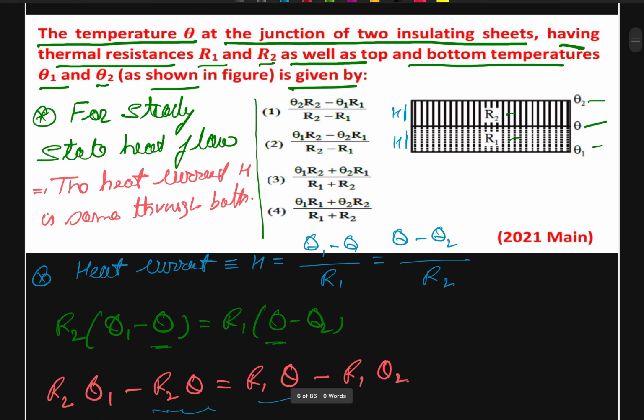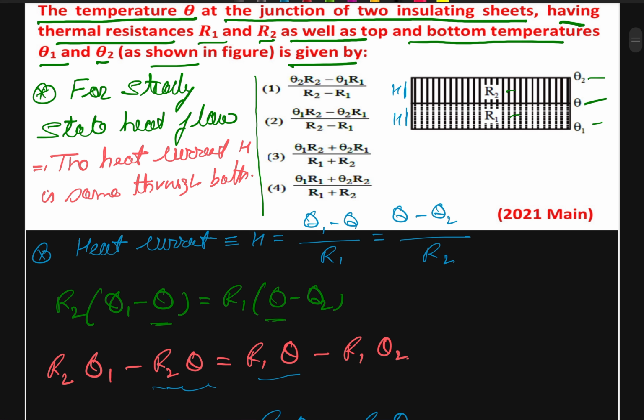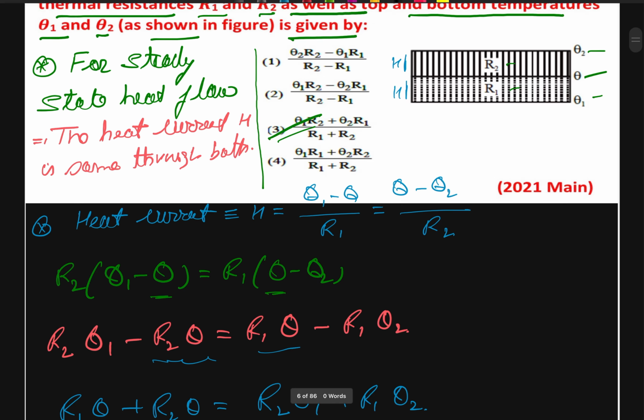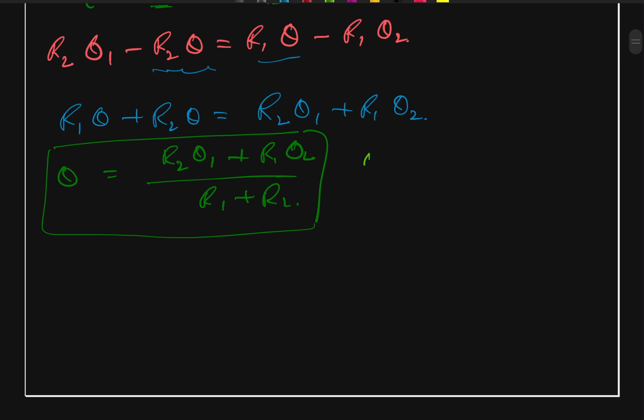So we have R1 plus R2 in the denominator, and we have option number 3 is correct. Theta 1 multiplied by R2. So we have option 3 is correct. Next question.